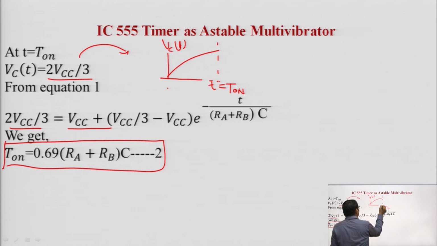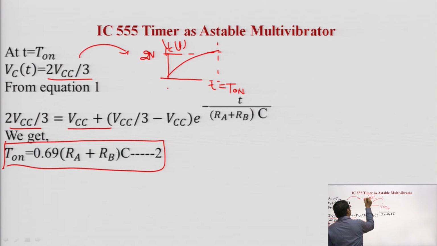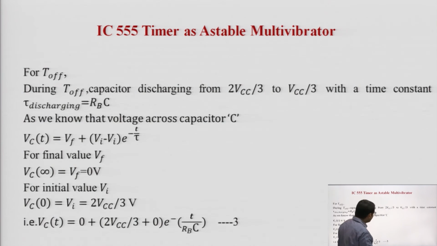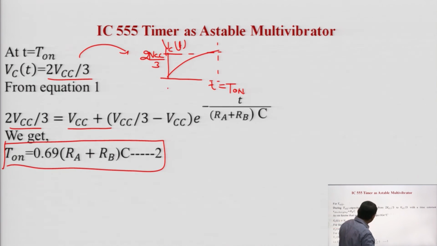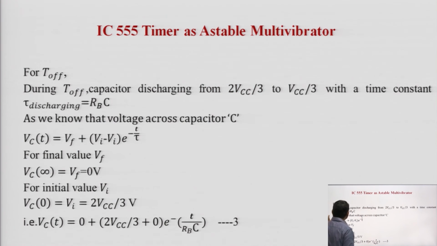Vct, the voltage across the capacitor, is 2 Vcc by 3. Voltage across the capacitor is 2 Vcc by 3. So, we find the on time. Now, next in the same pattern we calculate the off time.